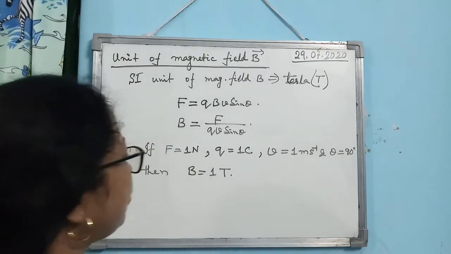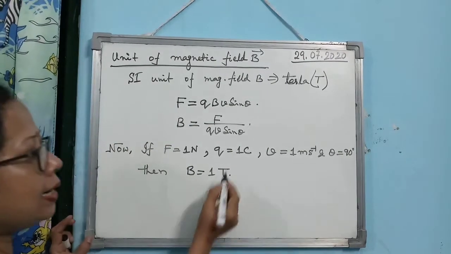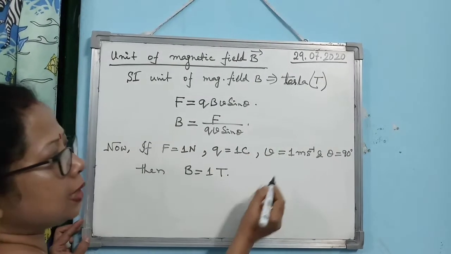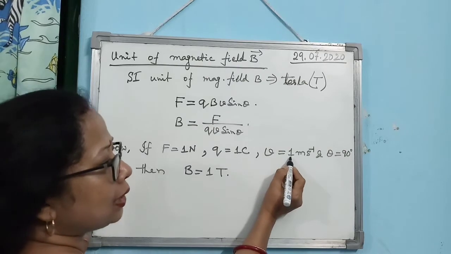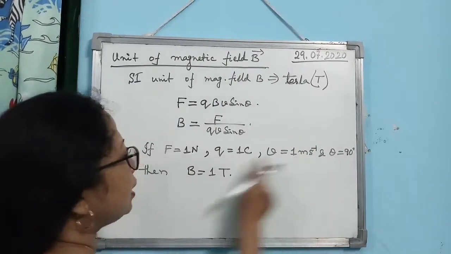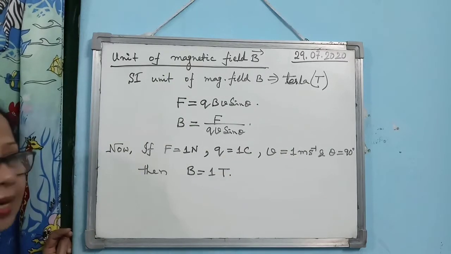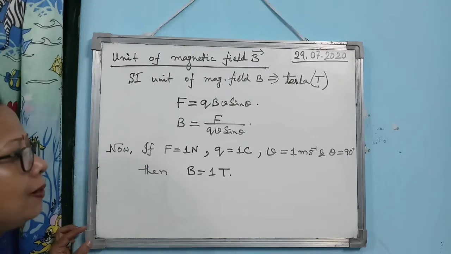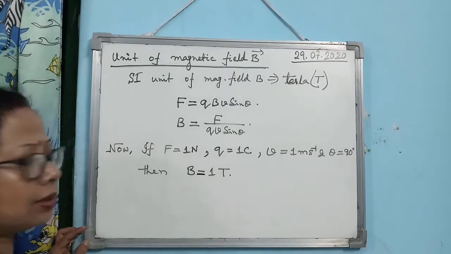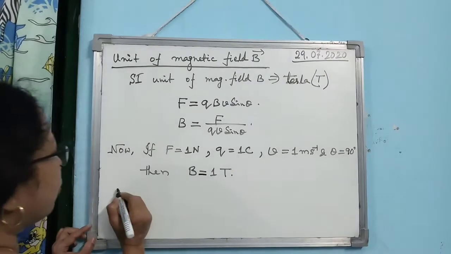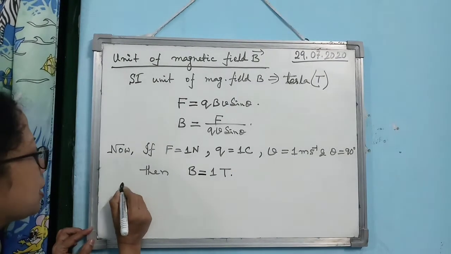So what is the definition of 1 Tesla? What you can write is: if 1 Coulomb of charge moves in a magnetic field with a velocity of 1 meter per second perpendicular to the magnetic field and experiences a force of 1 Newton, then the magnetic field strength is 1 Tesla. Alright, so how can you write down the definition of 1 Tesla?